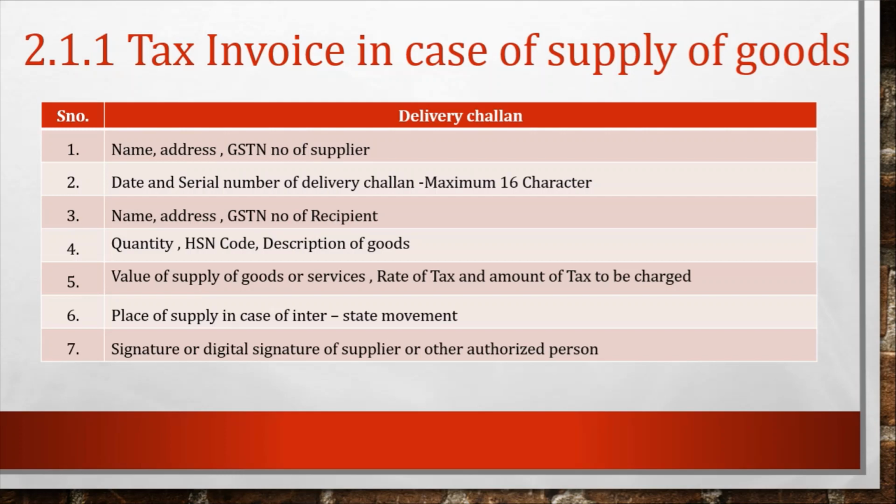Now here I have mentioned the components we have to include in our delivery challan. The name, address and GST number of the supplier, date and serial number of the delivery challan, maximum 16 characters you can include in the serial number, the name, address and GST number of the recipient, quantity details, description of goods, HSN code, value of goods or services supplied, rate of tax, amount of tax should be mentioned, place of supply with code in case of interstate, and a digital signature or signature of the authorized person is required. So these are the components of a delivery challan.